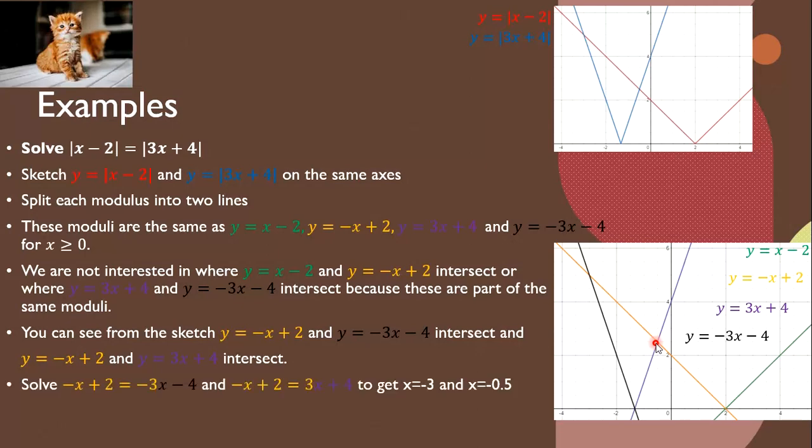So we're going to set them equal to each other. That minus 3 should be black, and this 3 should be purple. We're going to solve minus x plus 2 equals minus 3x minus 4, and minus x plus 2 equals 3x plus 4, and that will give us x equals minus 3 and x equals minus a half. Again, you should be able to solve them simply. They're not hard, GCSE level. Okay, so that's the end of this video.